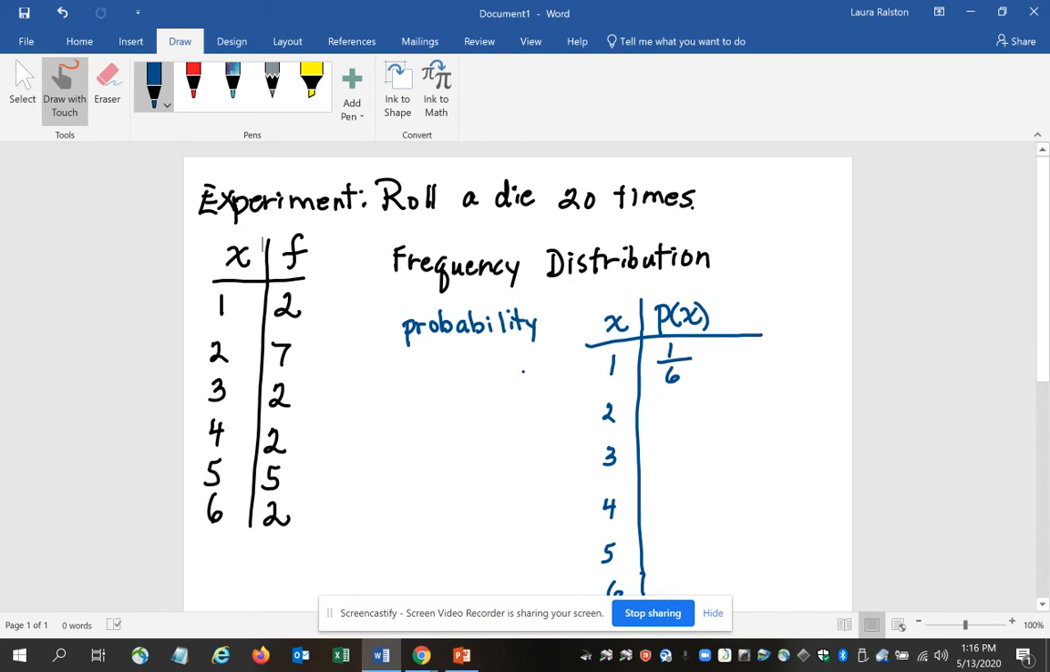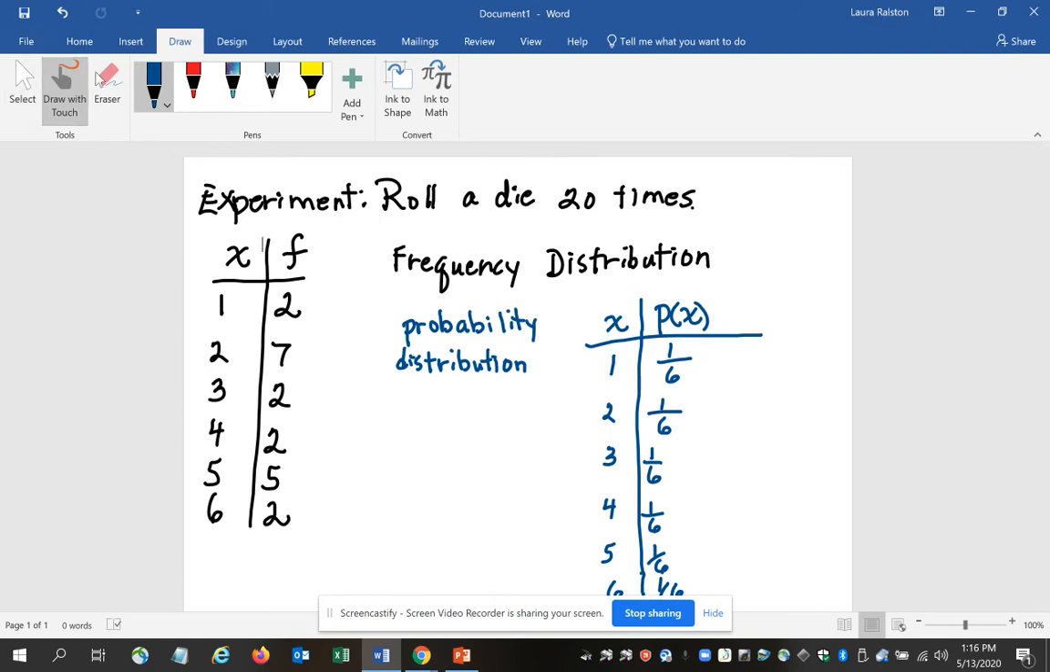Similarly, for 2, I would have one way to roll a 2 out of the 6 options. Probability of 3 is also 1/6. Probability of 4 is 1/6. Probability of 5 is 1/6. Probability of 6 is 1/6. So this represents our probability distribution to show what the probability is for each event. Now in this scenario, notice that it's the same for every particular value that we have. That's not always the case.